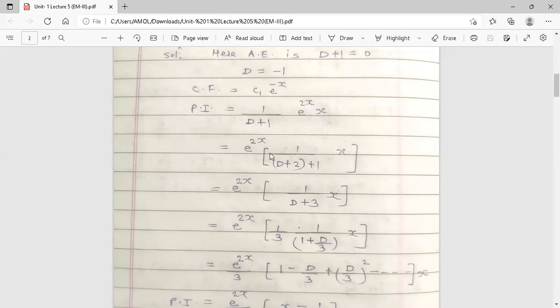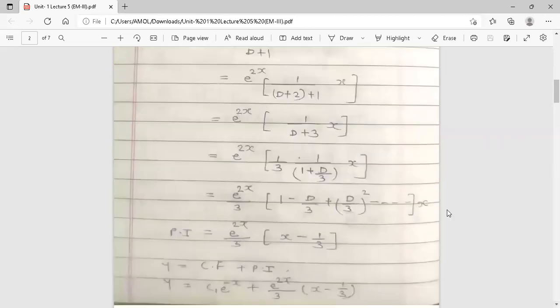So in the next step, e raised to 2x as it is. Replace D by D plus 2, plus the remaining term 1 as it is, and x as it is. Now simplify this D plus 2 plus 1. If we solve this bracket term, we have the next term, 1 upon D plus 3 into x, and e raised to 2x as it is. Now the term e raised to 2x stays as it is. Now solve for v.